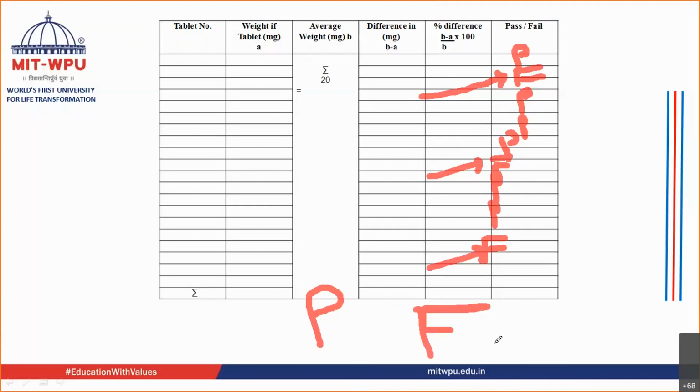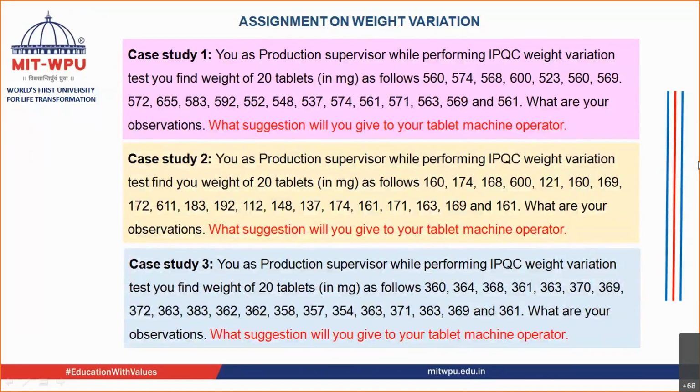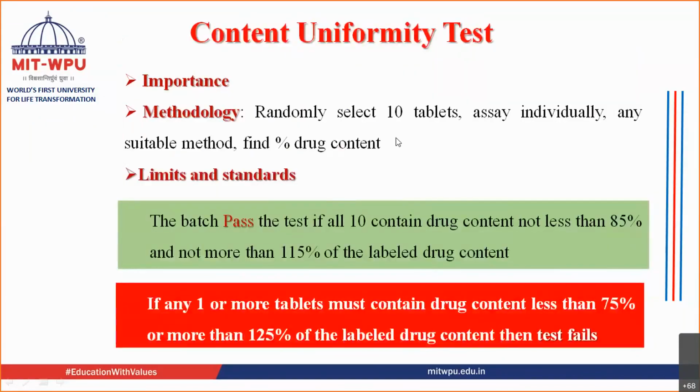Got it? Understood? Let us take a case study. You are a production supervisor and while performing the IPQC weight variation test, you find that there are 20 tablets. The weight in milligram was 560, 574, 568, 600, 523, 560, 569, 572 and so forth. These are the weights of 20 tablets. Now, what are your observations? You have to tell me.